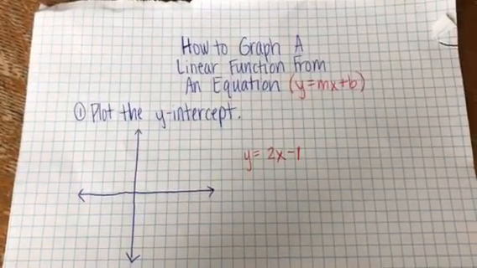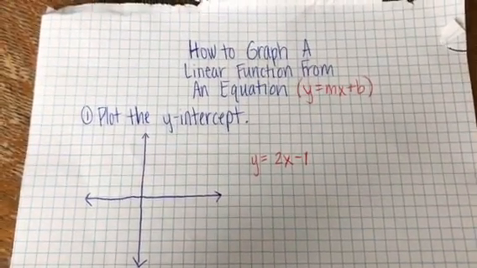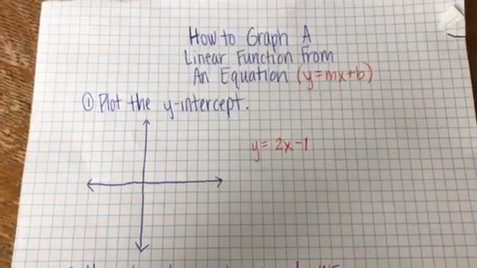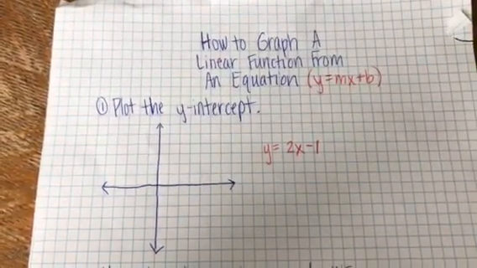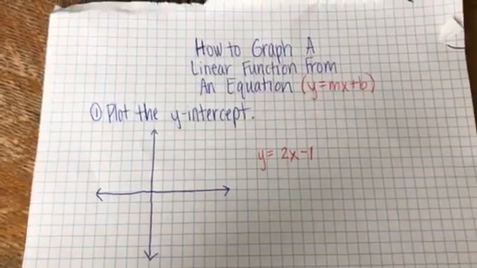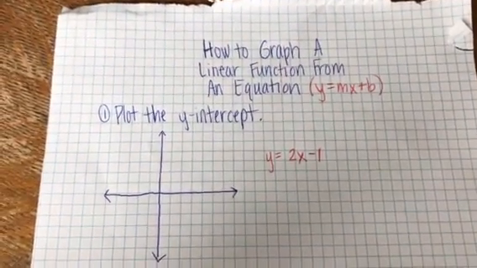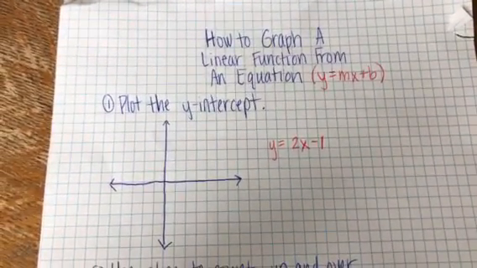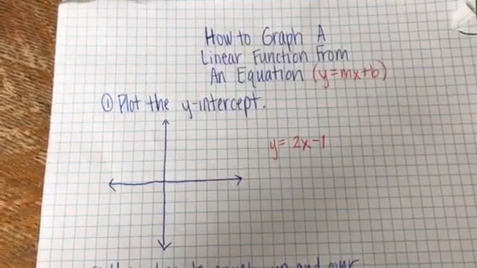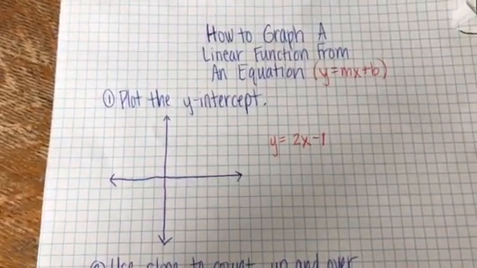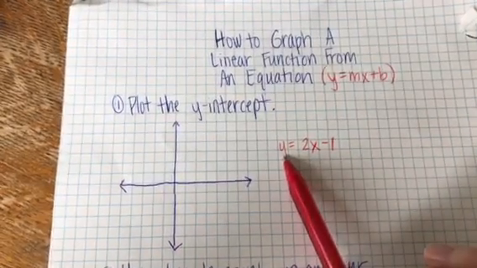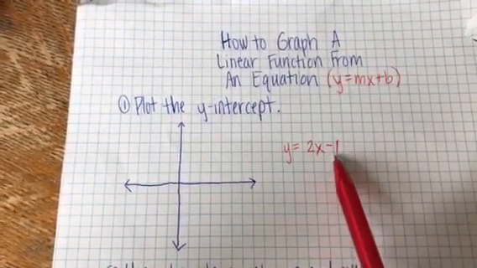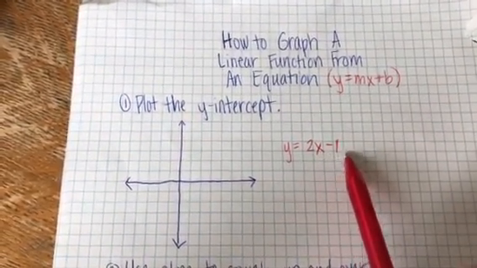Hello class. Today in this video I'm going to review how to graph a linear function if you're given an equation. This video will be about if you're given the equation in y equals mx plus b form. So the first step is to plot the y-intercept. In the equation y equals mx plus b, the b is the spot where the y-intercept is. So in our sample equation y equals 2x minus 1, the y-intercept is here.